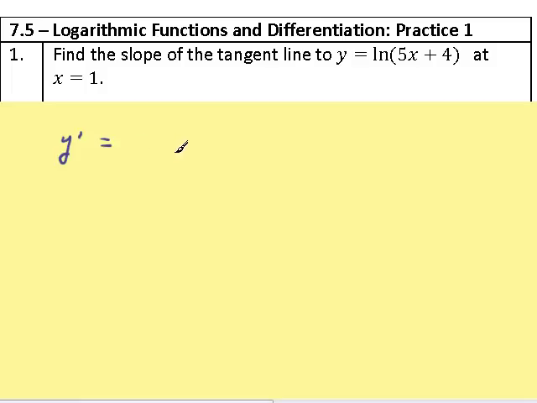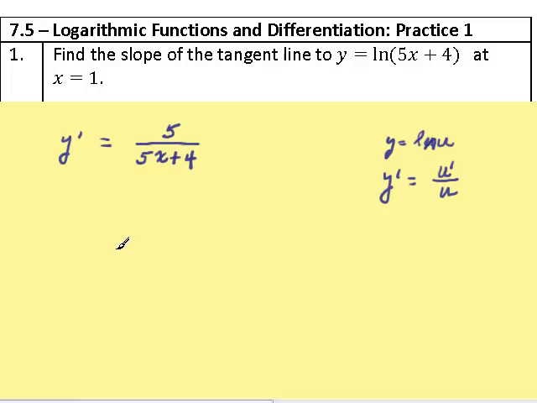Let's just remind ourselves that if y equals ln u, then y prime is equal to 1 over u times u prime. So we're going to do that here. We're going to do the chain rule. We're going to take 1 over the inner function, that's 1 over 5x + 4, and the derivative of 5x + 4 is 5.